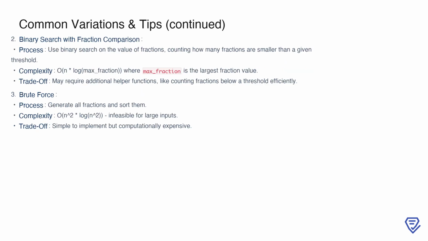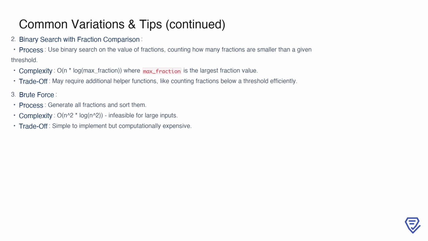Another effective approach is binary search combined with fraction comparisons. Here, you perform binary search on the value of the fractions, determining how many fractions are smaller than a given threshold value. This approach has a time complexity of O(n * log(max_fraction)), where max_fraction represents the largest possible fraction value. The trade-off here is that you may need additional helper functions, such as one to count the number of fractions below a threshold efficiently. Finally, there's the brute force method, which involves generating all possible fractions and sorting them.